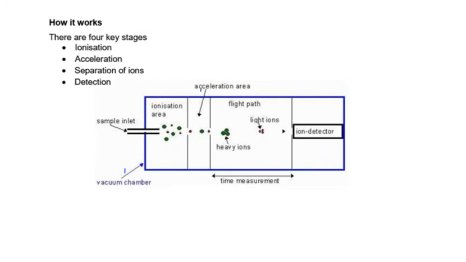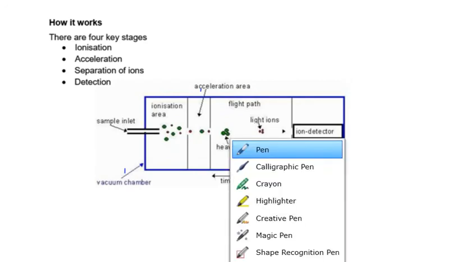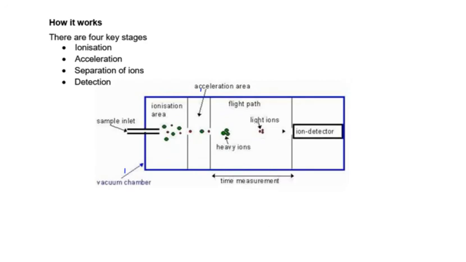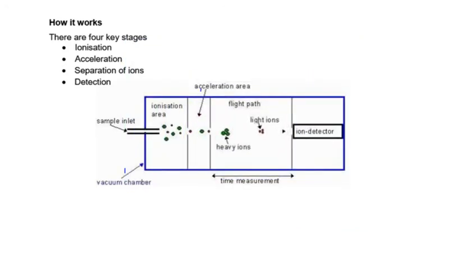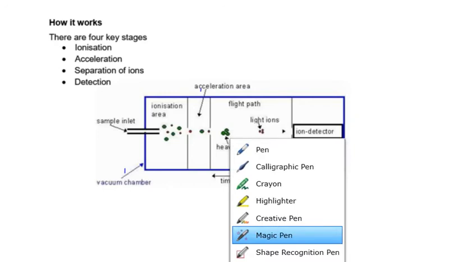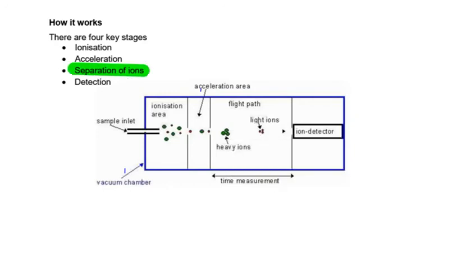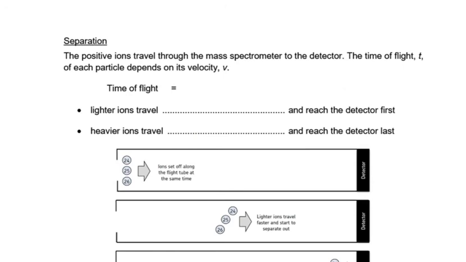So what happens now? Now we've ionised and we've accelerated, and we're going to separate our ions. So our next stage is our separation stage, and that's just a big gap in our machine now, a big empty space where our sample is going to be separated. So that separation is going to depend on the mass. They're going to travel through this space dependent on their mass.